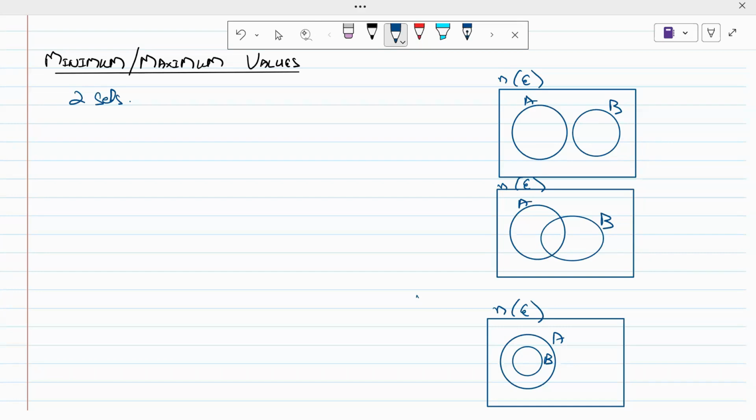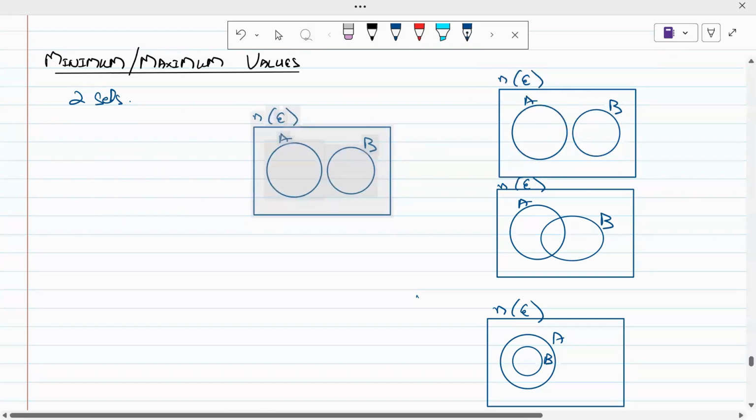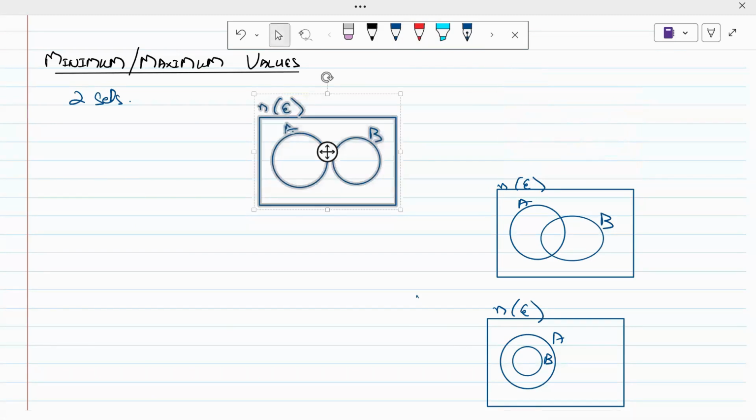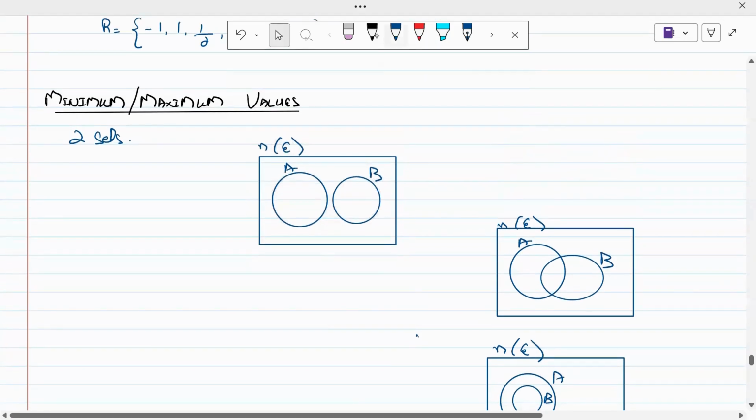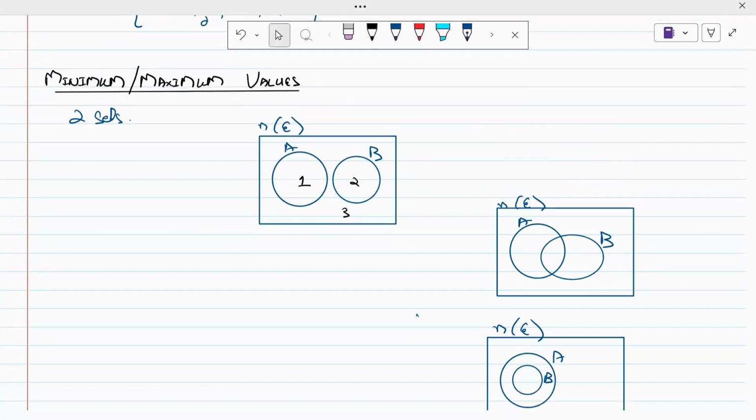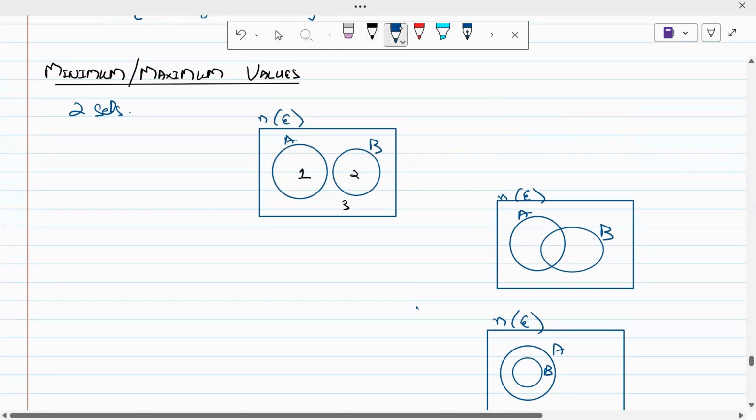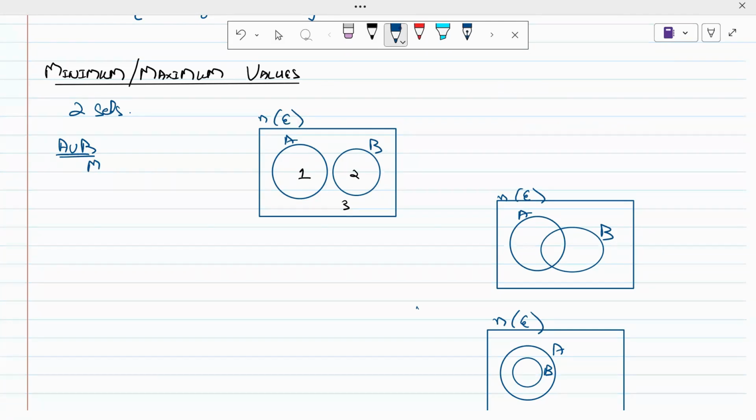First, we talk about this case. Whenever the question is about this, you have to keep in mind that altogether we are dealing with three different regions: region 1, region 2, region 3. So whenever the question asks us to find the maximum value for A union B, this is the scenario to be considered.